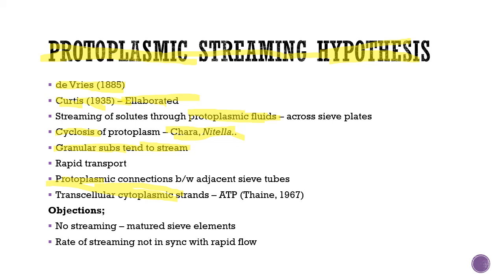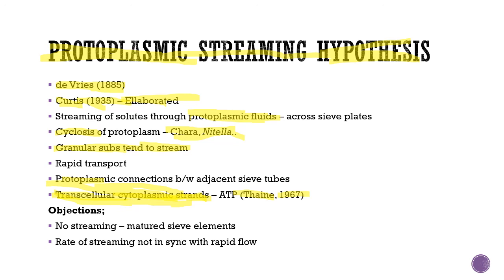So apart from these evidences, in the year 1967, the scientist Thaine gave a much more important evidence, that he found the existence of transcellular cytoplasmic strands which are present between phloem cells. So he suggested that these solutes are moving from one place to another through these transcellular cytoplasmic strands. Such a movement is facilitated by the energy giving molecule ATP, which is produced by the mitochondria.